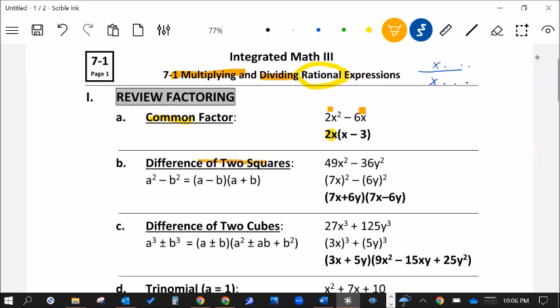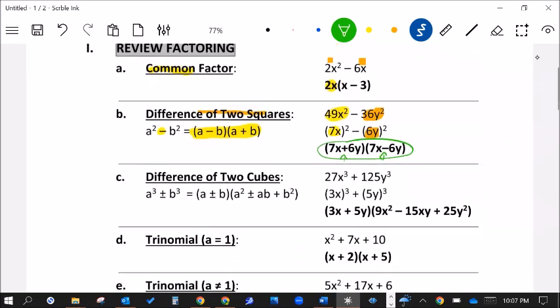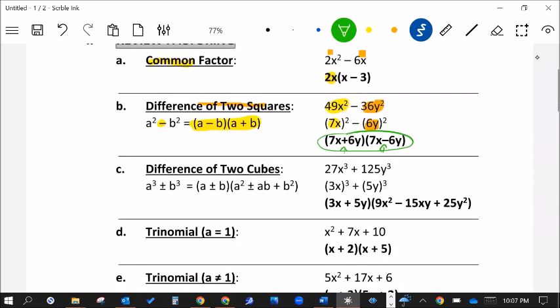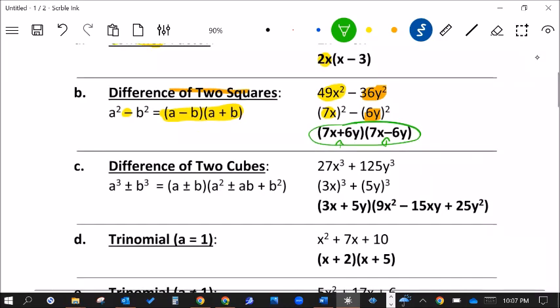In a difference of 2 squares, you need to have the formula memorized. If you see a difference and 2 things are perfect squares, sort of like this, 49x squared is actually 7x times 7x, and 36y squared is 6y times 6y, then you do them both like this, where one is plus and one is minus. You're going to see these in some of the problems we do, so you need to remember to notice them and then use them when it comes up.